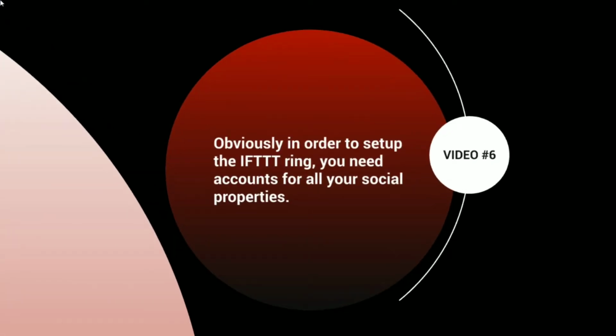Okay, so obviously in order to set up the IFTTT ring, you need to have accounts for all of your branded social properties. In other words, you need to have the username and password for Facebook, for Twitter, for all the other social media properties. Now obviously if you already have some, then great. You don't have to create those. But for the ones that you do not have, you want to be able to create those.